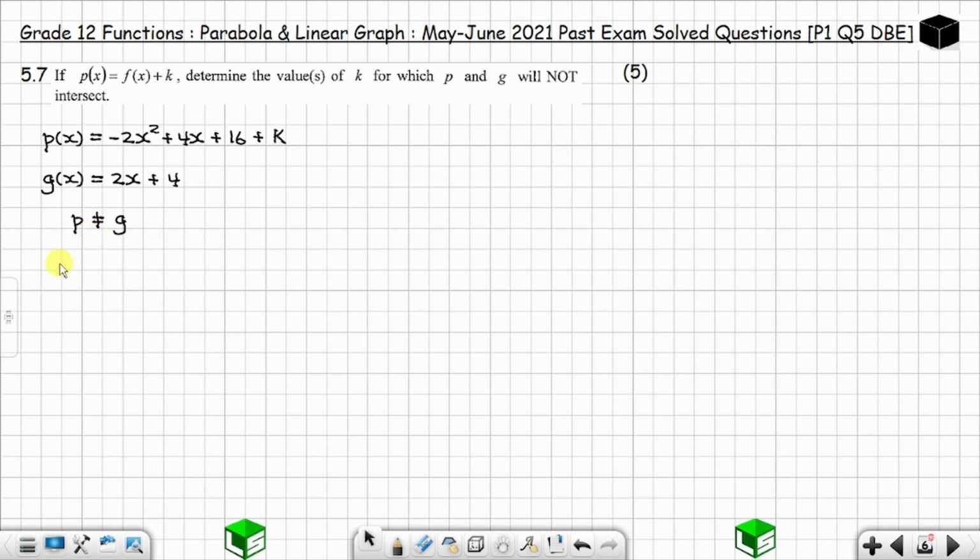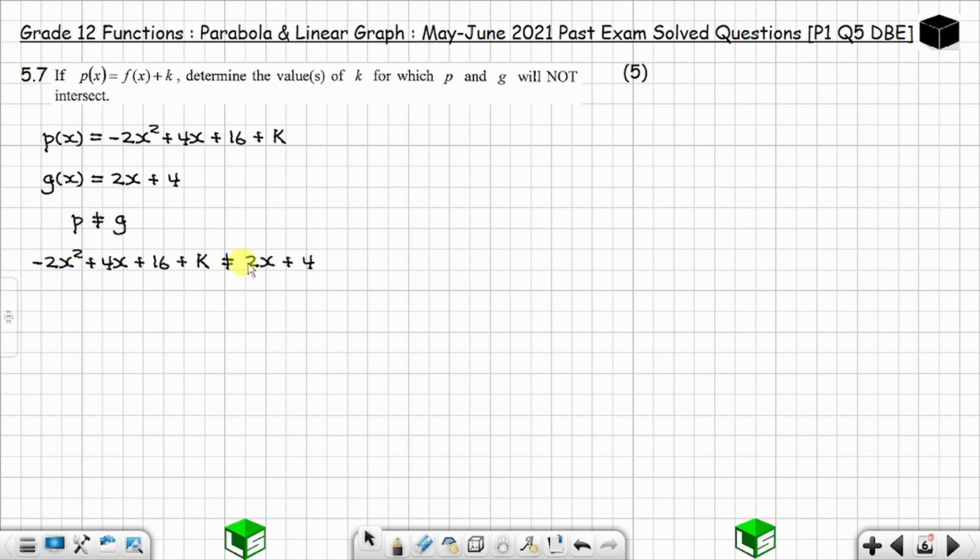Okay, so let me get this down. P of x is this, right? This one, not equal to, what is g of x? This one. So this is p and this is g. We want to find the values of k for which p will not intercept with g. This is why I have not equal in between.